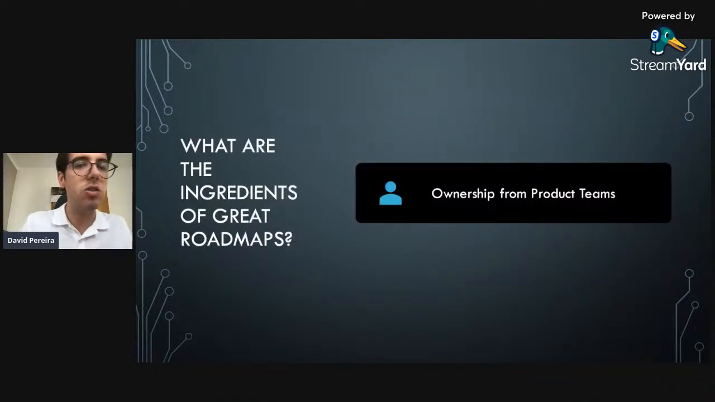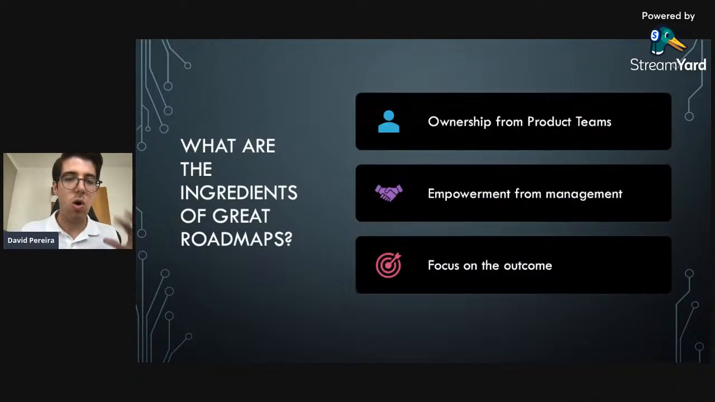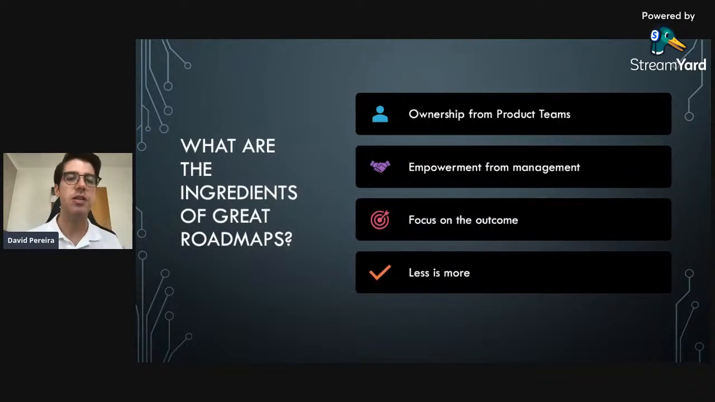The first one is ownership from product teams. The product teams, they define the solutions they are going to implement. Or even better than that, they define the key results they are going to achieve. And there is an empowerment from the management. The management will focus on the outcome. What is the objective? Where we want to go? And then the product teams will define what we can achieve for that objective. But for that, it's very important to have this.